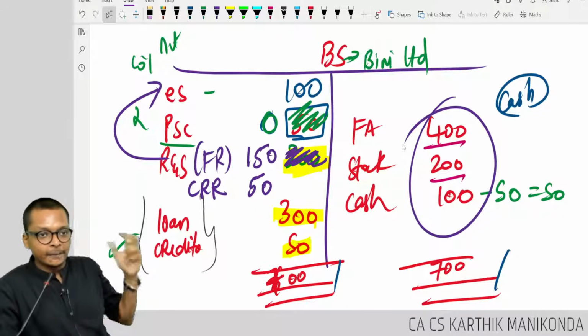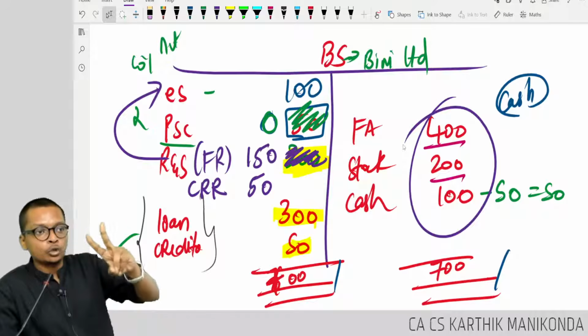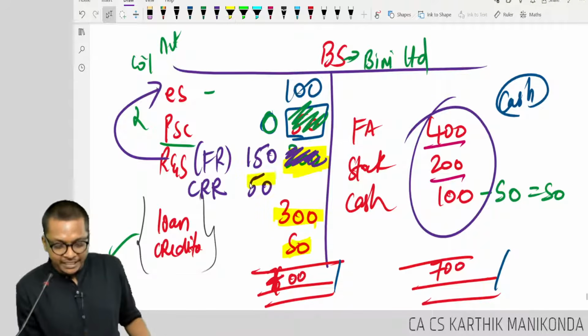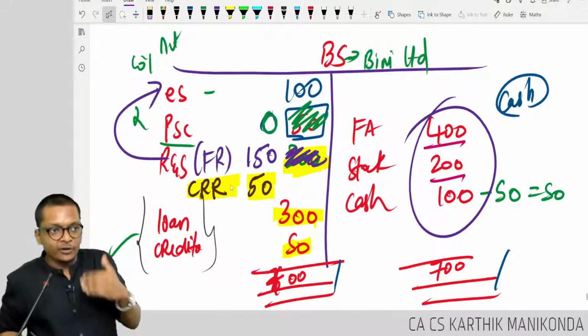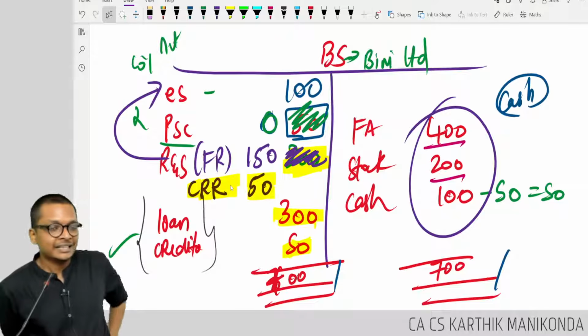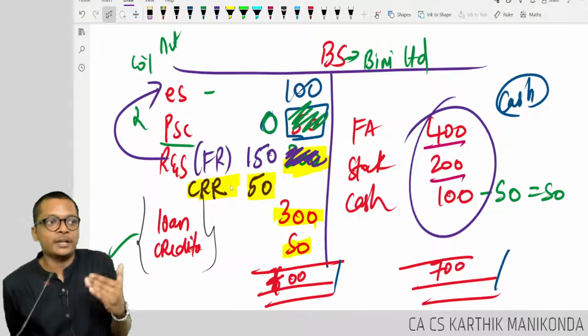Only 150. Before, I could have given a dividend of 200. Now I can give only 150. That means this 50 cannot be used for any purpose. When you transfer a reserve to capital redemption reserve, that reserve cannot be used freely for any purpose.